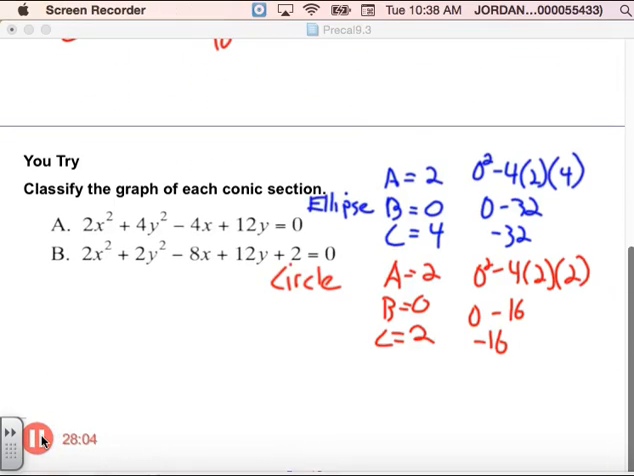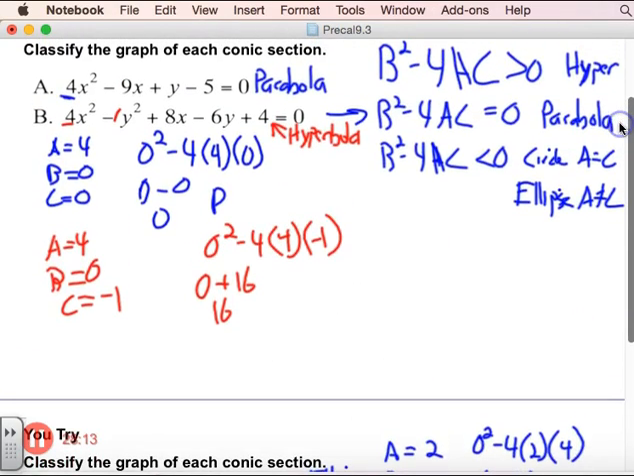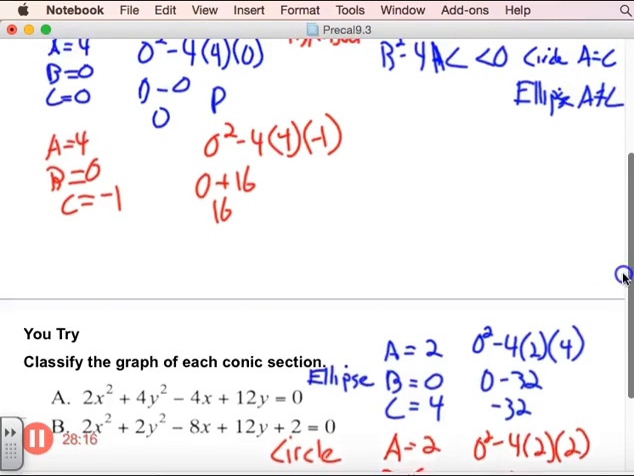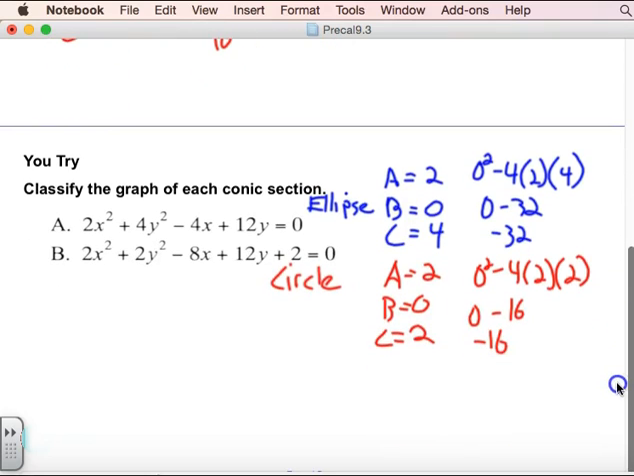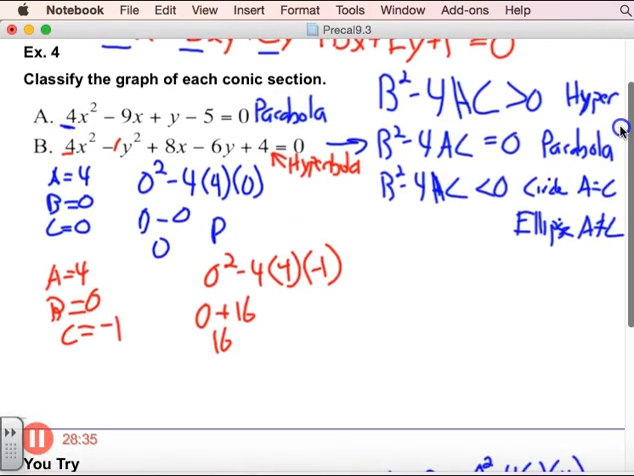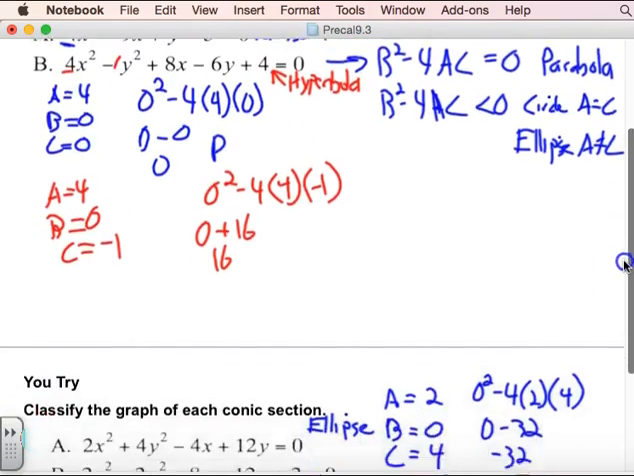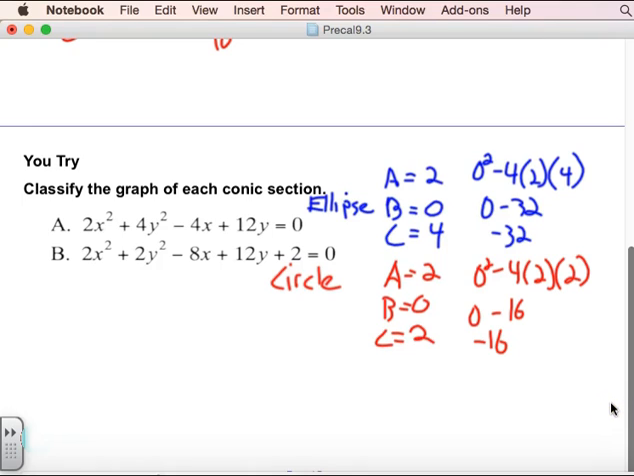Okay, so this first one, you can see a is 2, b is 0, c is 4. When we plug them into b squared minus 4ac, we get negative 32. So since it's negative, we have either a circle or an ellipse. The way you know is, does a equal c or not? If a is c, then it's a circle. If a is not c, then it's an ellipse. So in this first one, a is 2 and c is 4. Since they're different, that means it must be an ellipse. All right, so for b, do the same thing. A is 2, b is 0, c is 2. Plug it into b squared minus 4ac, we get negative 16. So again, it's negative, so it's either a circle or an ellipse. If a and c are the same, then it's a circle. In this case, a and c are both 2, so this one is a circle.